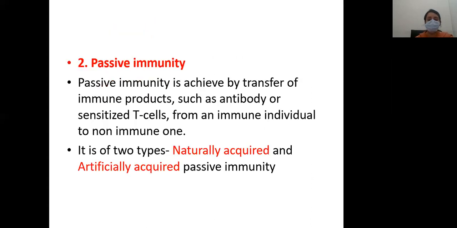So next there is passive immunity. What is passive immunity? Passive immunity is achieved by transfer of immune products such as antibodies or sensitized T cells from an immune individual to a non-immune one. It is of two types. We divide it into naturally acquired and artificially acquired passive immunity.